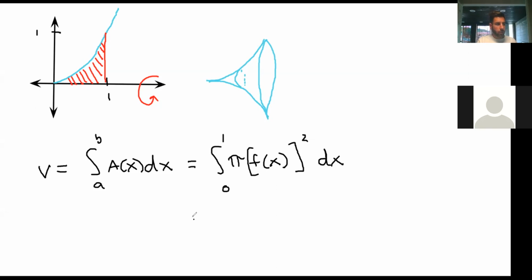And so in this particular problem, f of x is what? f of x is x squared. So pi can come out front, and then this becomes x squared squared, so that's x to the 4th dx. And when you compute the integral, you get pi over 5 times 1, and the answer is pi over 5.